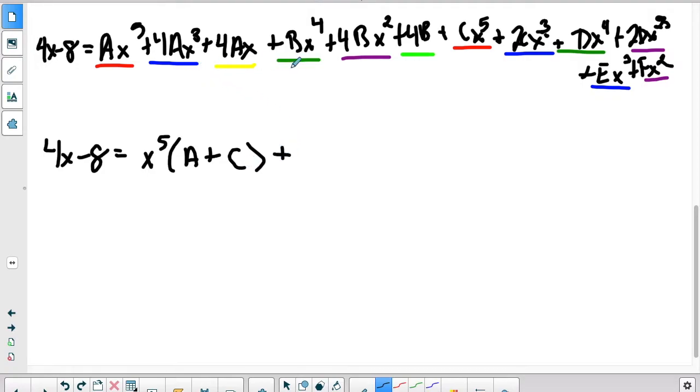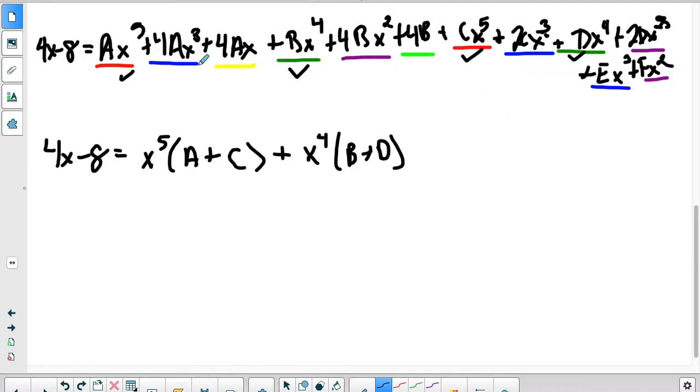Plus, well, these two here both have x to the fourth, so I'll factor it out, which leaves us with b plus d for x to the fourth. So we have those two done. So we had our fifth that we combined, our fourth, so I'm going to put a little check mark just for my own sake, because I'll do this just to make sure, okay, I've got those done.